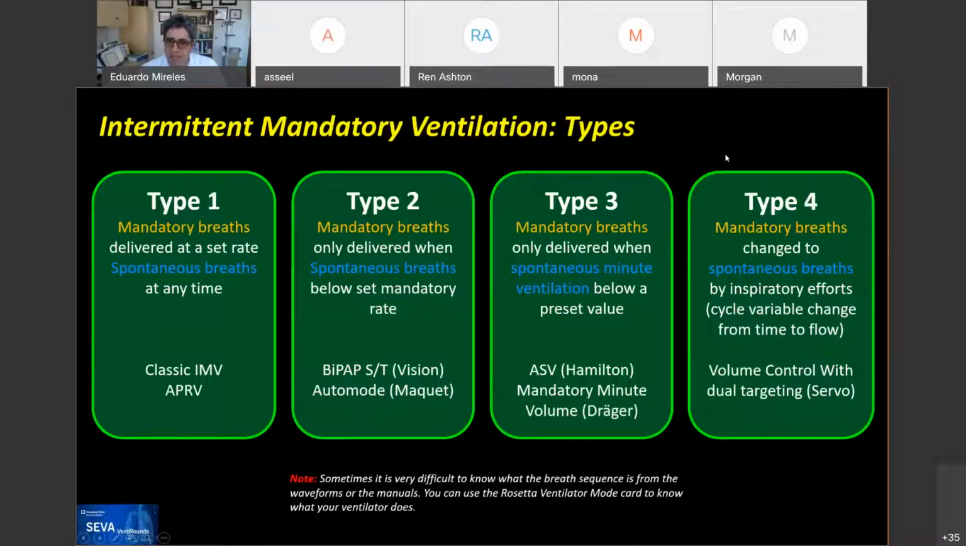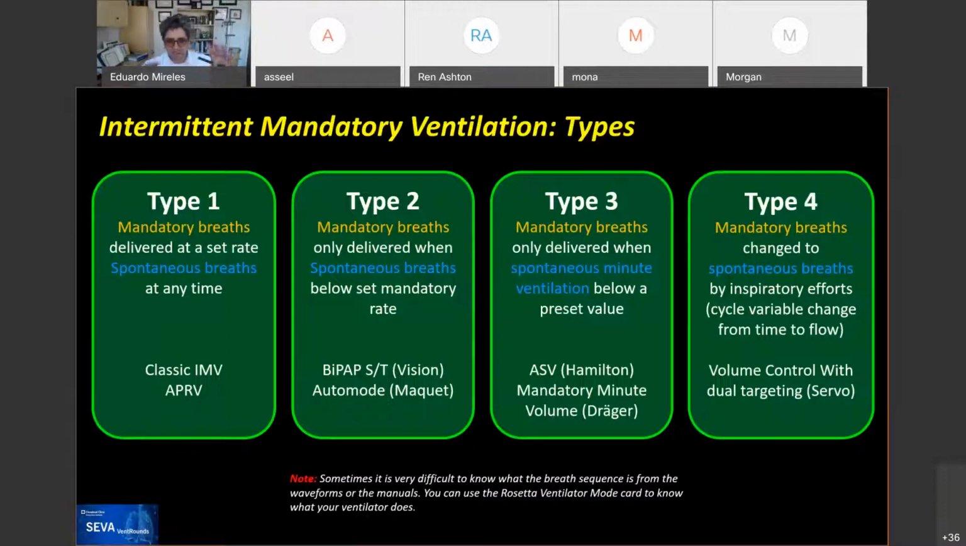It's a target. And then the last one, type 4, is when mandatory breaths change to spontaneous breaths by inspiratory efforts. There's only one mode that we know about that does that, which is volume control with dual targeting on the Servo, meaning that the breath gets triggered by the patient, and then because of the inspiratory time or the tidal volume variables, they have some criteria there. You may end up with a breath that is cycled by the patient rather than by the inspiratory time, and that makes it a spontaneous breath, and so that becomes a type 4.